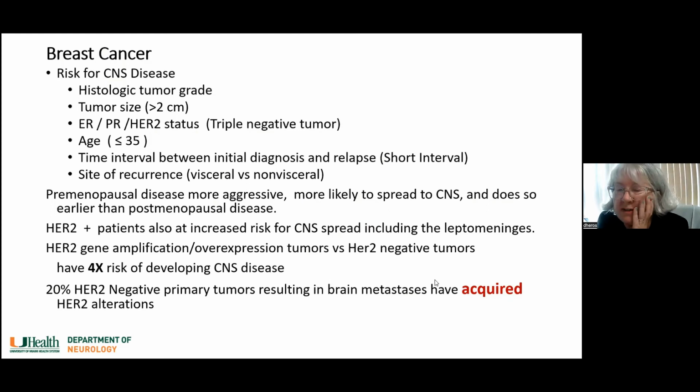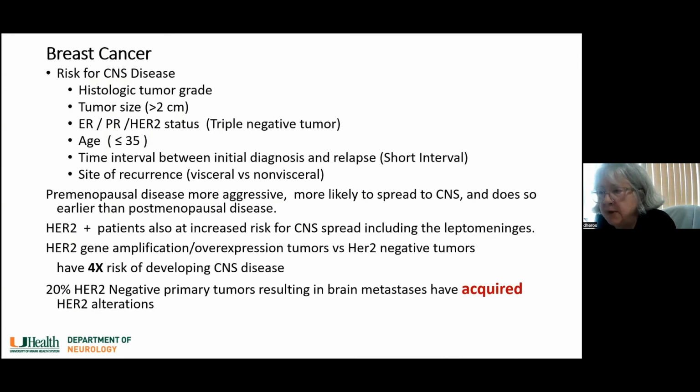Women at highest risk include patients with a high histologic tumor grade, a larger tumor, and their ER/PR/HER2 status is particularly important with the high-risk patients, triple negative, as I mentioned, and HER2 positive, oftentimes both seen in younger ages. And if there's a short interval between the initial diagnosis and the time of relapse, they have a higher incidence, and also the site of recurrence. So women with visceral, lung, and liver metastasis have a higher risk.